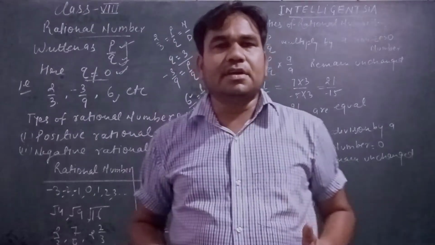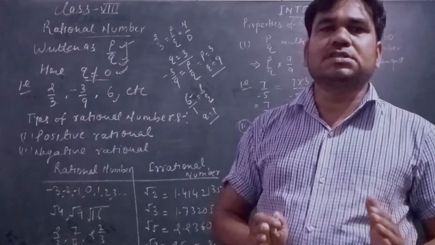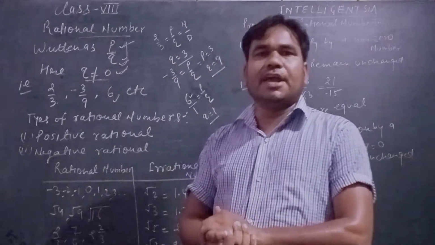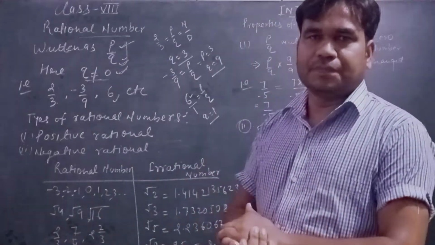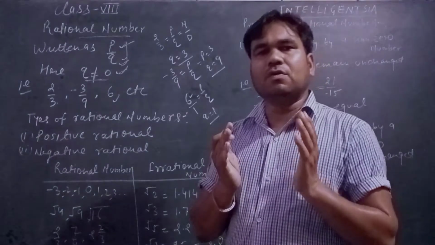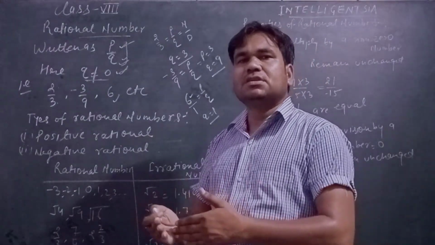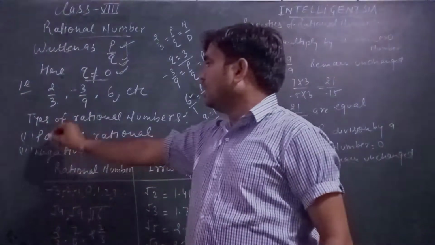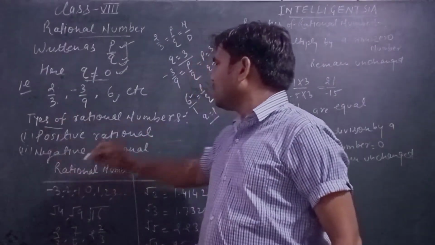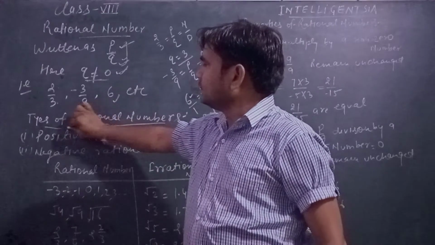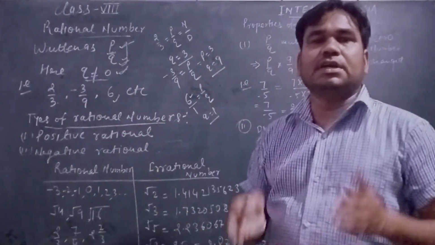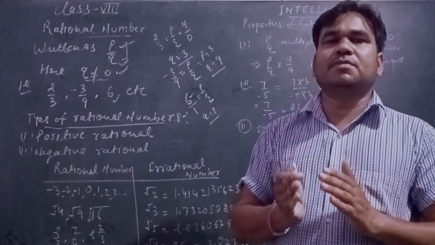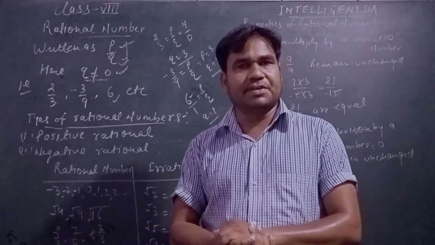So this is the rational number. Rational numbers are those which can be written in P over Q form. It means to say P over Q form means a fractional form. Let's see types of rational numbers. There are two types of rational number. First is positive rational number and second is negative rational number.